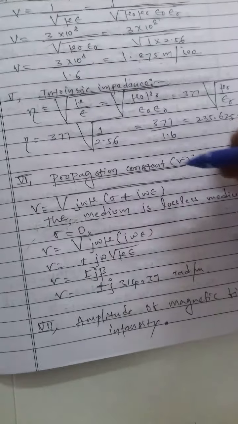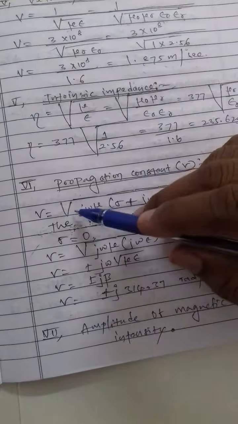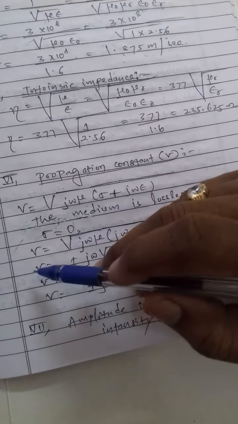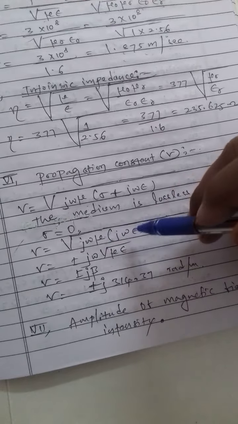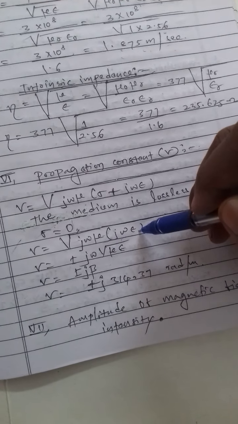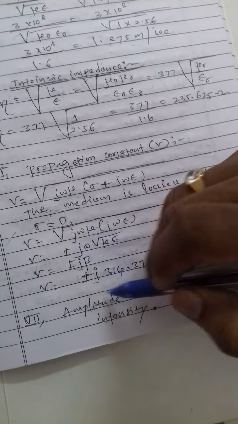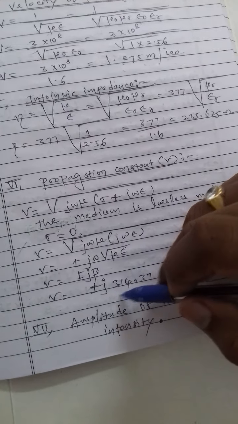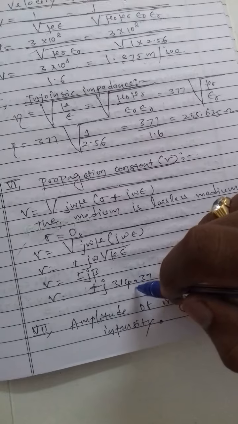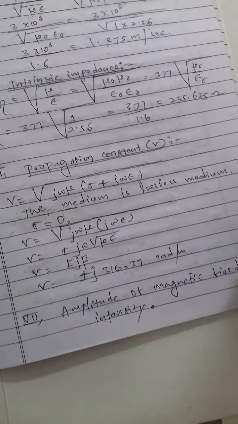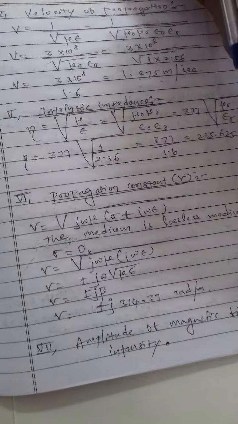The propagation constant gamma is equal to square root of j omega mu into bracket of sigma plus j omega epsilon. The medium is lossless medium, so that sigma is equal to 0. Gamma is equal to square root of j omega mu into bracket of j omega epsilon. Gamma is equal to j omega square root of mu epsilon, that is plus or minus j beta, which is equal to plus or minus j 314.37 radians per meter. Amplitude of magnetic field intensity.